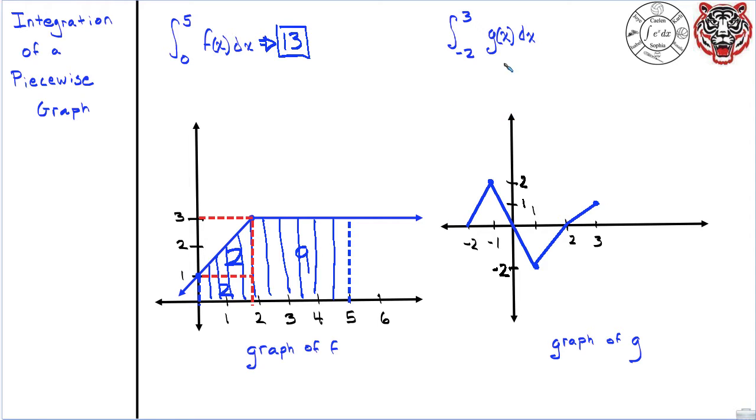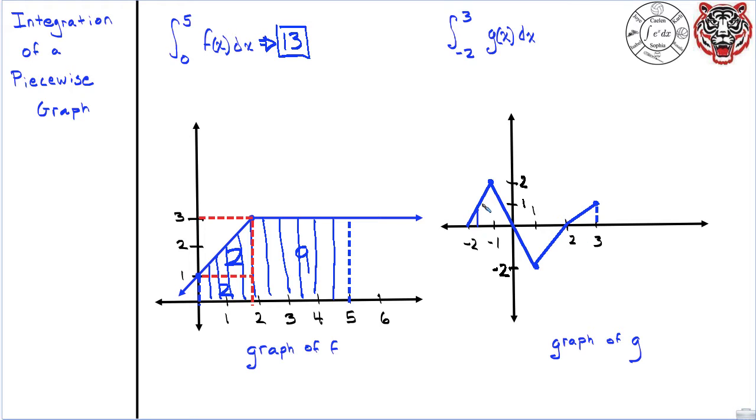Let's move on to this one. So I'm finding the integral between -2 and 3 of g. All right, so again, go ahead and set up your starting and ending. So it starts over here, and now we need to talk about what is our area that we're looking for.